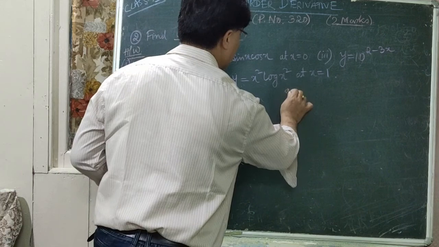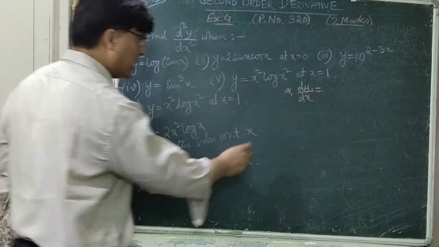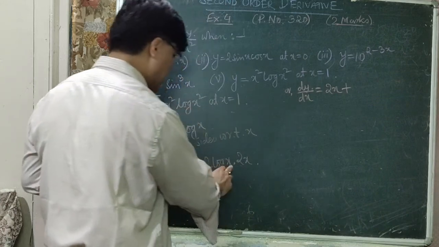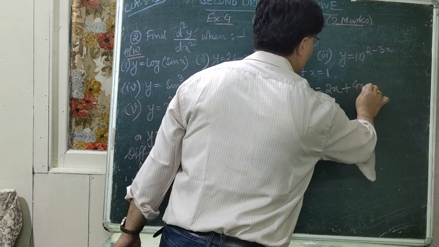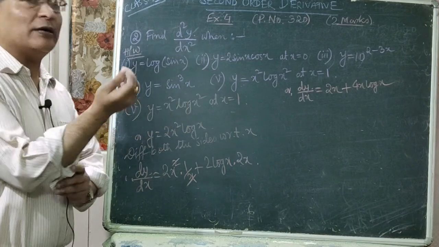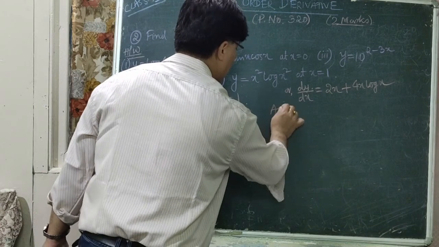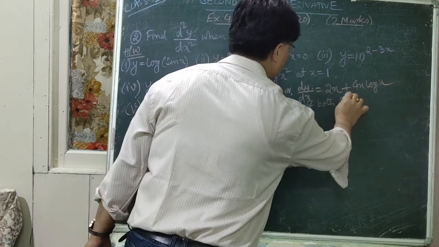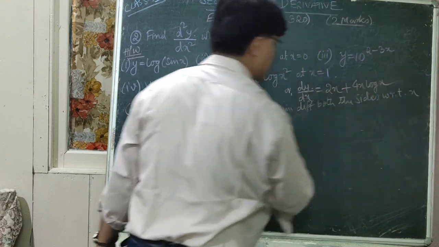Okay, so here you can cancel this, x and square gets cancelled. So what is the value for dy by dx now? So dy by dx is equal to 2x plus how much is it? 2 into 4x log x. So you can write here 4x log x. So I think you have understood it. Now again you have to differentiate both the sides with respect to x to get d2y by dx square. So again differentiating both the sides with respect to x, right?